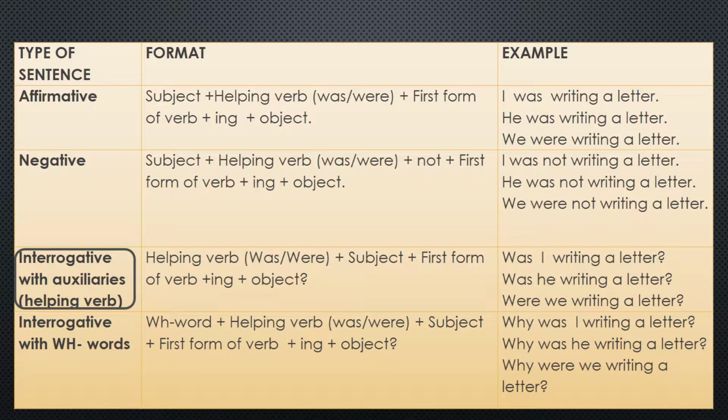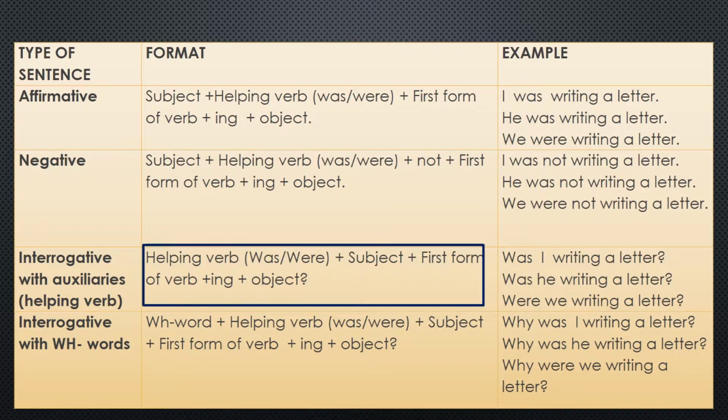Helping verb. For example, was I writing a letter? Was he writing a letter? Were we writing a letter? Its format will be like helping verb will be was or were, and the subject with the usage of first form of verb ing, and object, and with the sign of interrogation.